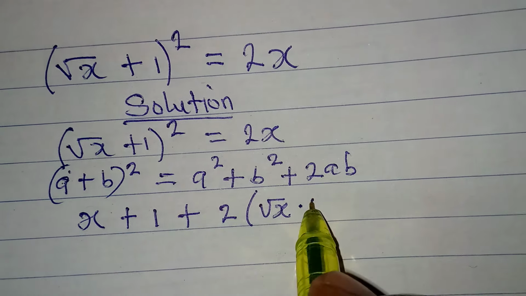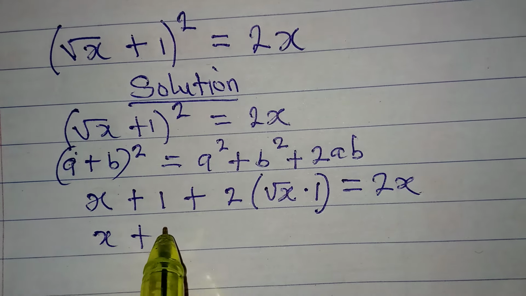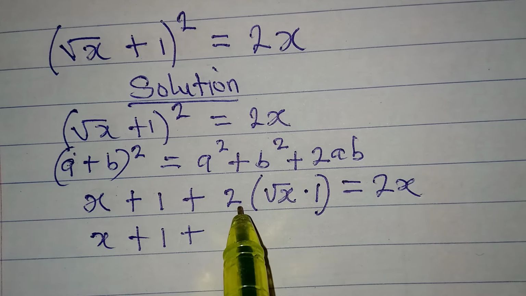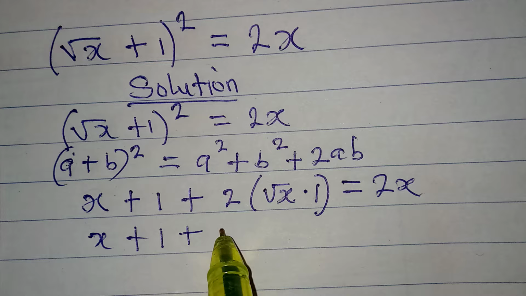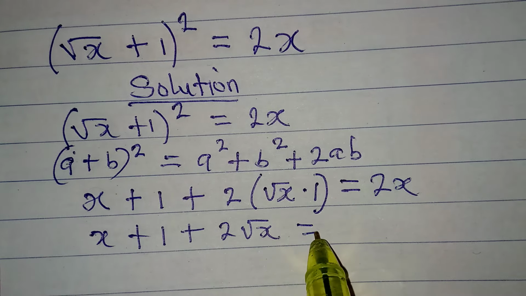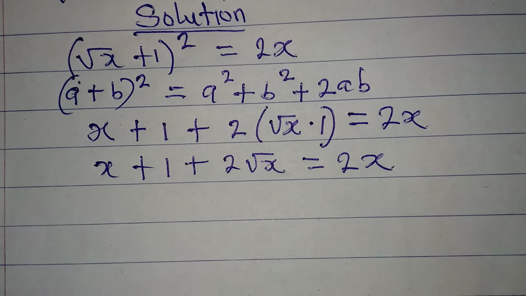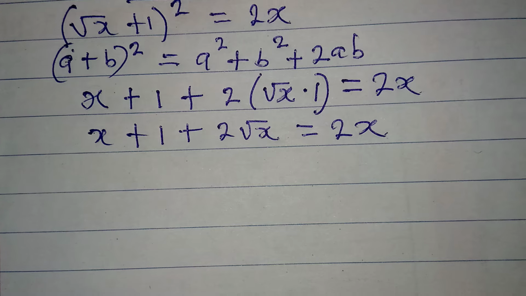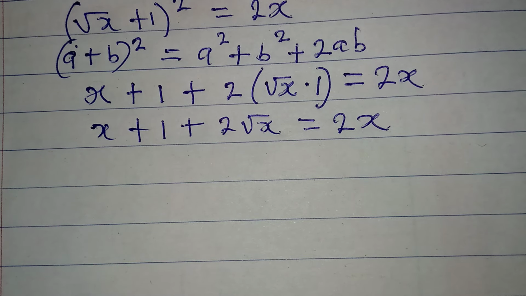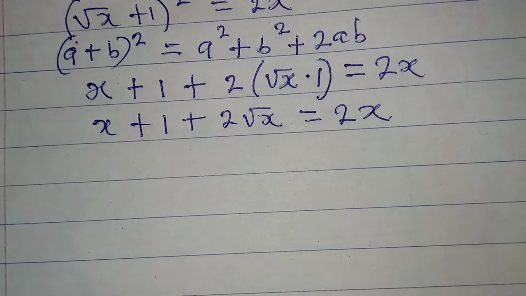Now let us continue from here. I want to open this bracket, so I have x plus 1 plus 2 times root x times 1, which will give us 2 root x. Then I have this to be equal to 2x. Now the next thing to be done is to collect terms together, right? Or by the way, take this to the other side.